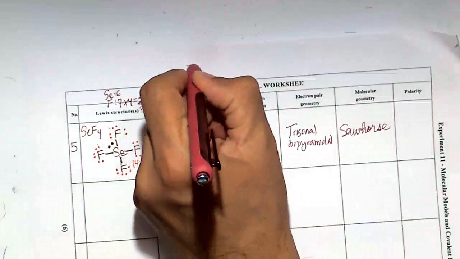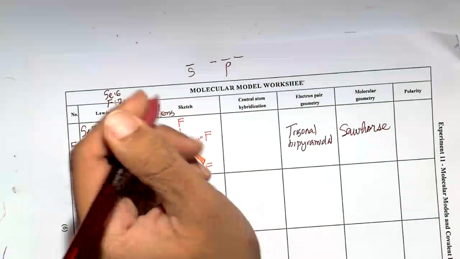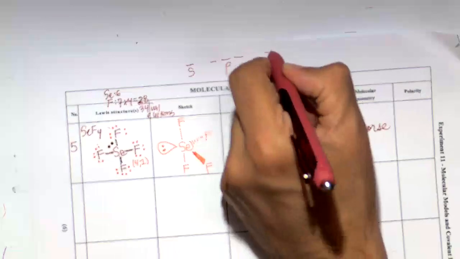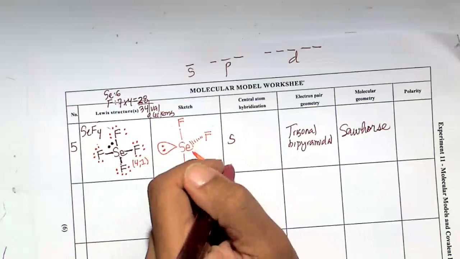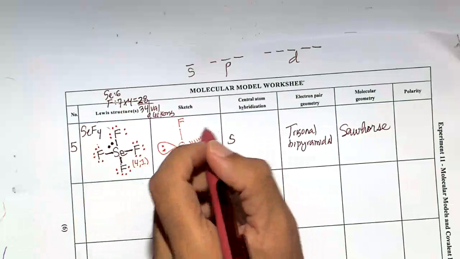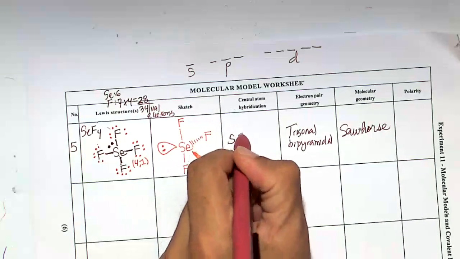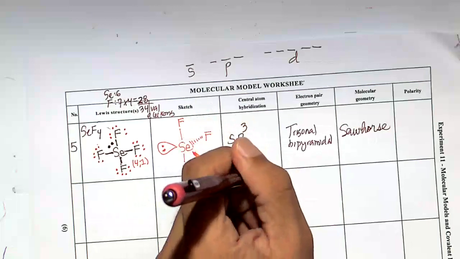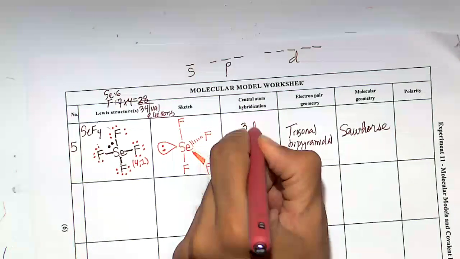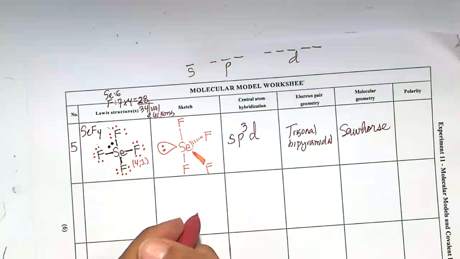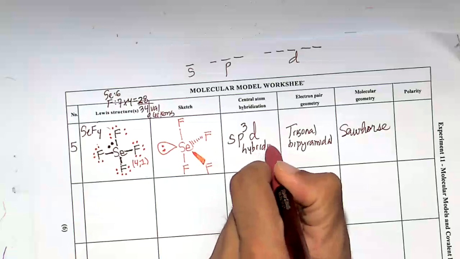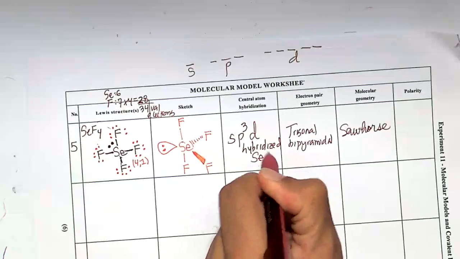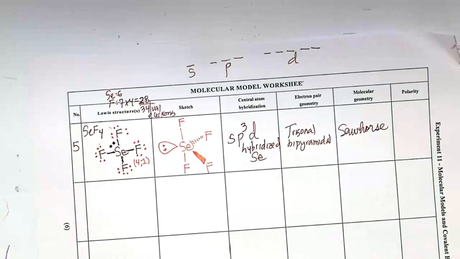And what's the central atom hybridization? P only has 3. Okay, how will we get to 5? Okay, so we take 1 from S. That's 1. We need 5. We can take 3 from P. That's 4. And then where will we go next? D. So this is an sp3d hybridized selenium.